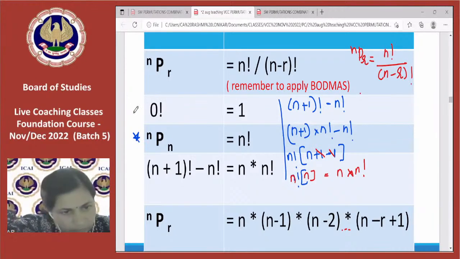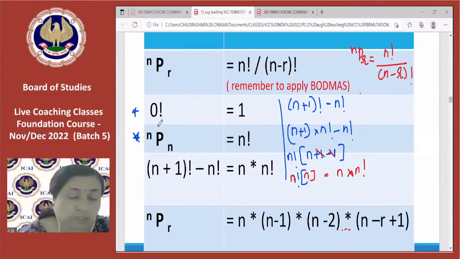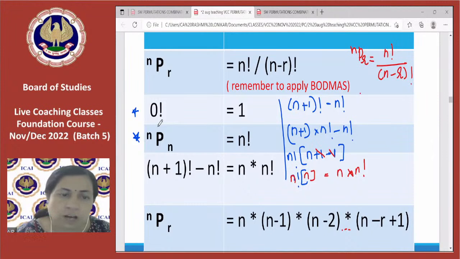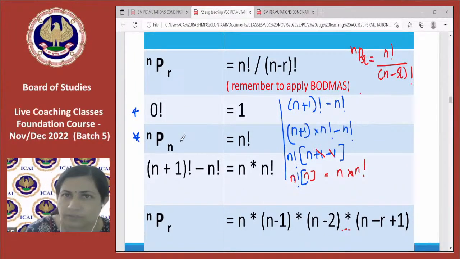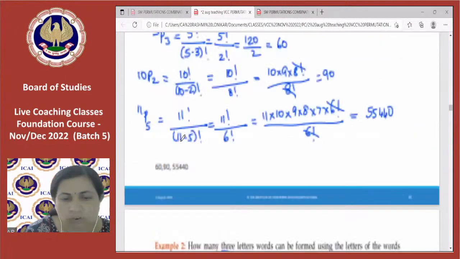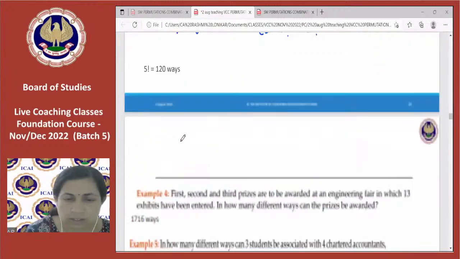0 factorial is equal to 1. Understood? So these are the small concepts that we have applied. If you know this formula that NPN is equal to N factorial, you don't even have to calculate. You will know directly that it is equal to 4 factorial. 4 factorial is 24.